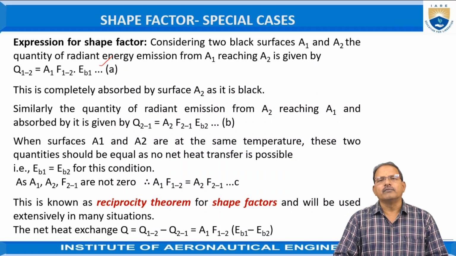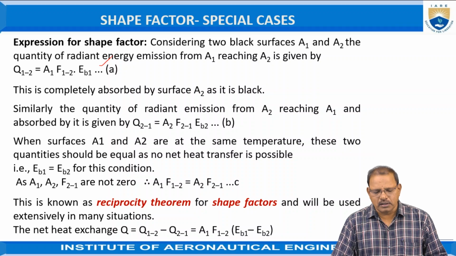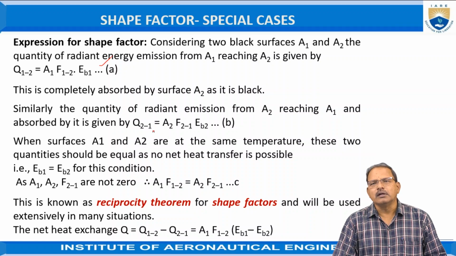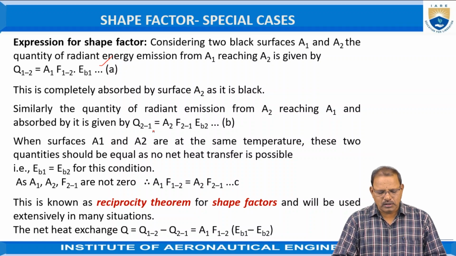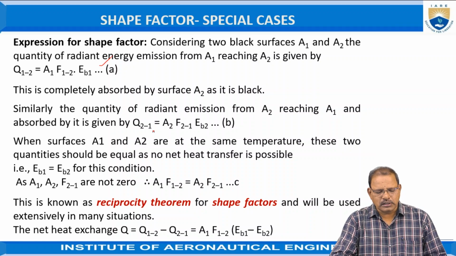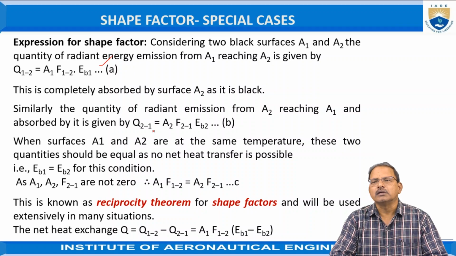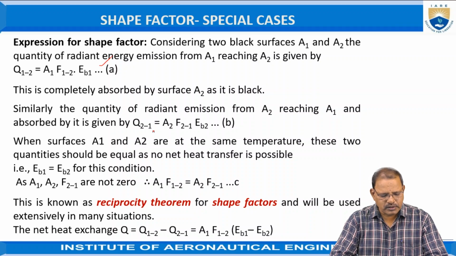Similarly, the quantity of radiated energy from A2 reaching A1 and absorbed by A1 is given by the equation Q21 is equal to A2 F21 into EB2. If the surfaces A1 and A2 are at the same temperature, these two quantities should be equal, as no heat transfer is possible.